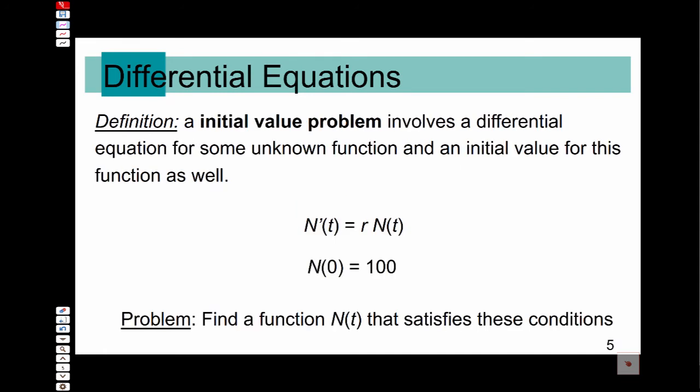Now, in addition to having a differential equation for something like the rate of growth of a population, we might also know the initial population size. And together these form what's called an initial value problem. An initial value problem is simply a problem that involves a differential equation for some unknown function, like n prime equals r n here, as well as an initial value for this function. In this case, n at t equals 0 is equal to 100. And the problem is to find the unknown function n that satisfies both the differential equation, n prime equals r n, as well as the initial condition, n at time 0 equals 100.